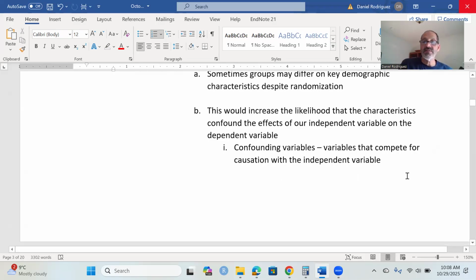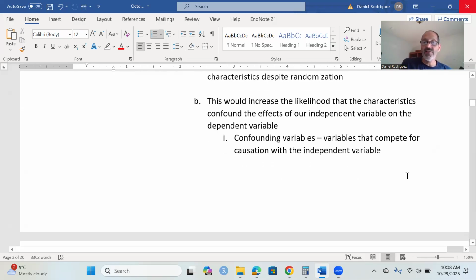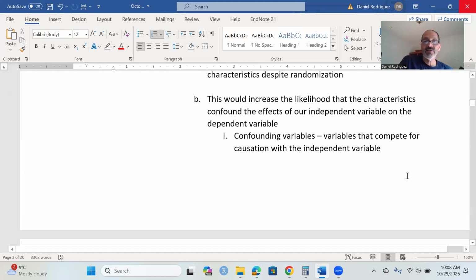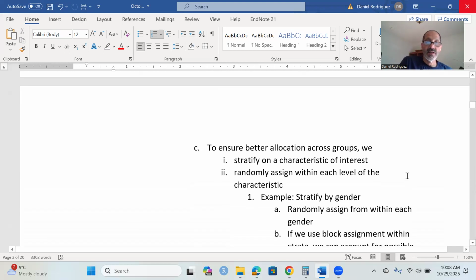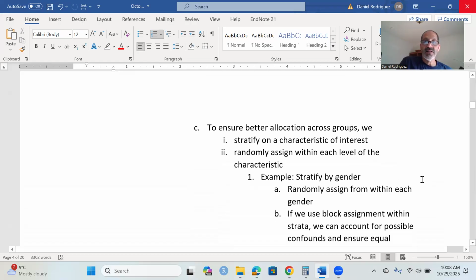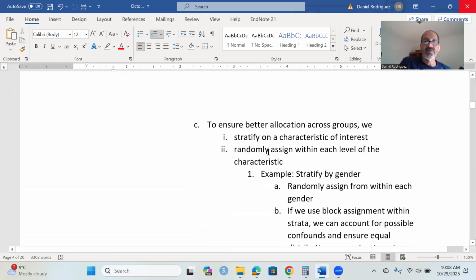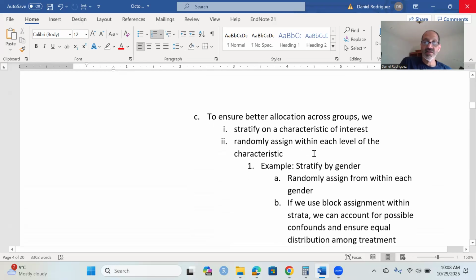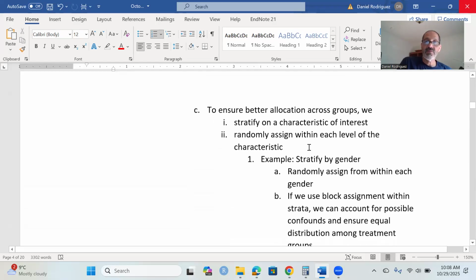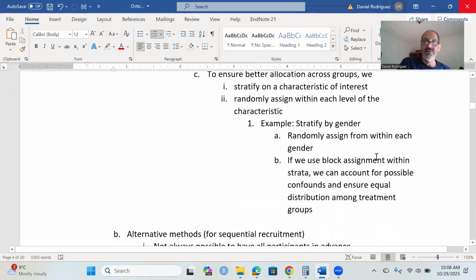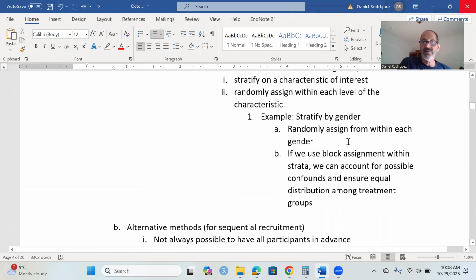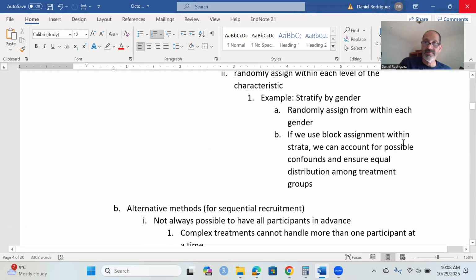A confounding variable is a variable that competes as a cause for the relation observed between the independent and the dependent variable. The dependent variable being the variable of interest, one that we'd like to see change. So to ensure better allocation across groups, we stratify on a characteristic of interest, and then randomly assign within each level of that characteristic. If we stratify for gender, we could randomly assign within each gender. Boom.